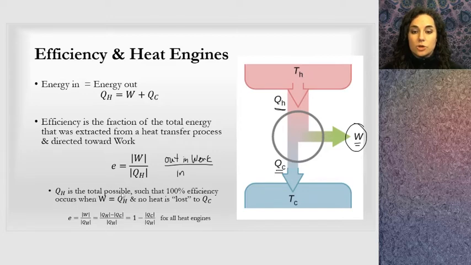Note that QH is the total possible, such that 100% efficiency occurs when W equals QH, such that this path is maximized and no heat is lost to QC down here. When I rearrange this equation, and remember we keep track of the relationship QH equals W plus QC, if I solve this equation for W equals QH minus QC, I can plug that into what I know for work in the efficiency equation, and this relationship comes along too. You may see this equation in textbooks. This equation is true for all heat engines.